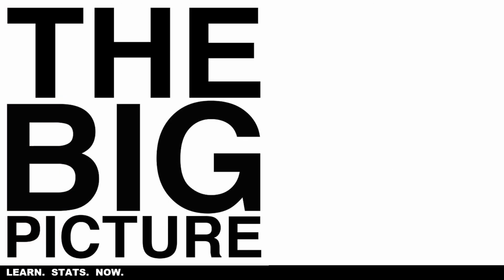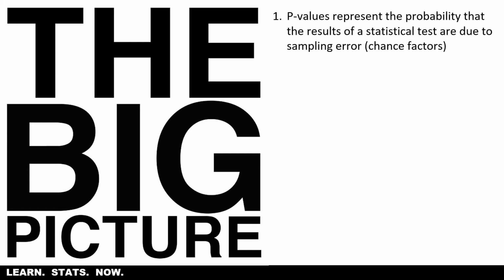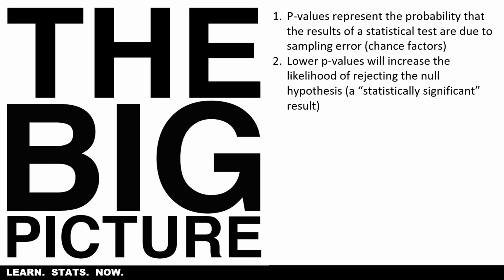Okay, so big picture. P-values represent the probability that the results of a statistical test are due to sampling error or chance factors. And therefore, it's a statement of reliability. Lower p-values will increase the likelihood that we're actually going to reject the null hypothesis. And we could say basically that the finding is statistically significant.